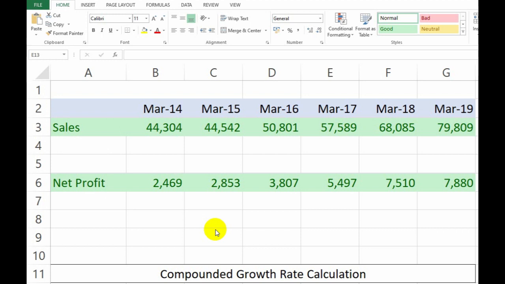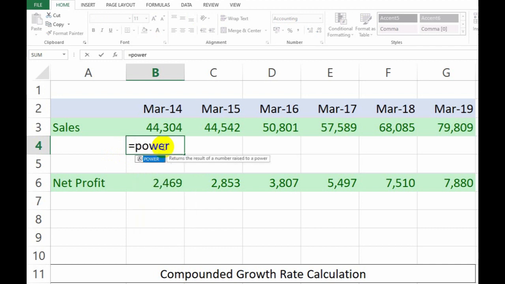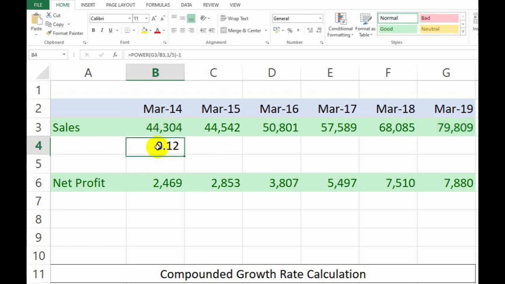For calculating 5 years, we need 6 years data, and to calculate 3 years growth rate, we need data of 4 years. In Excel, we need to use the power formula to calculate the growth rate in sales as well as net profit. So we need to type in power, take the latest year data divided by the base year or the oldest year and raise it to the power of 5 minus 1, and convert this into percentage format and increase one decimal point.